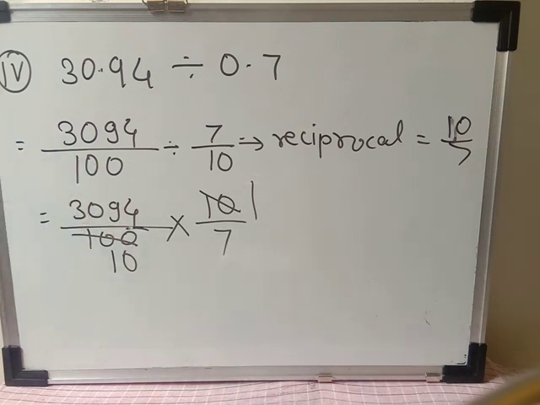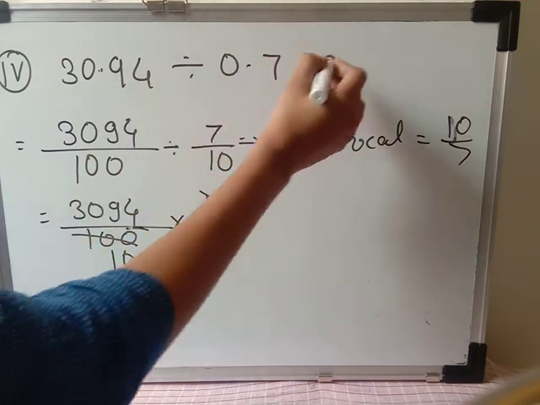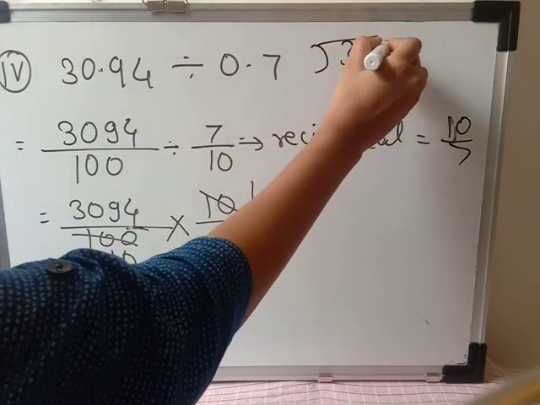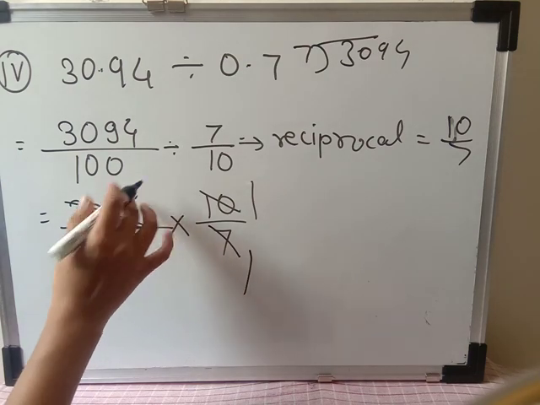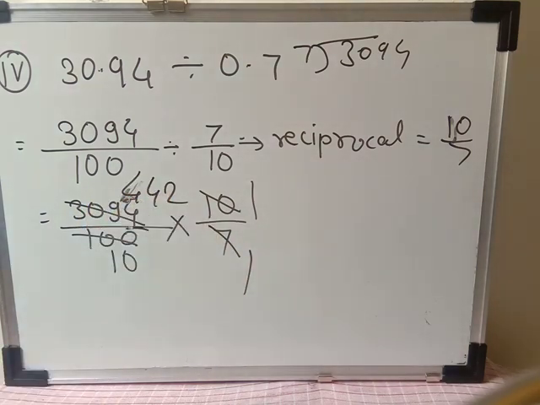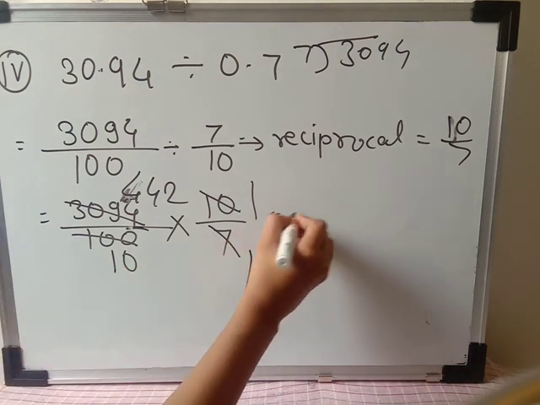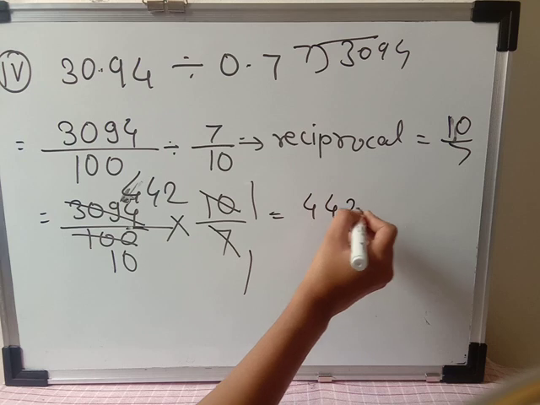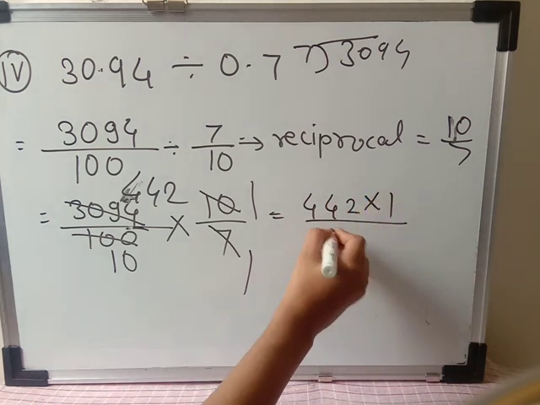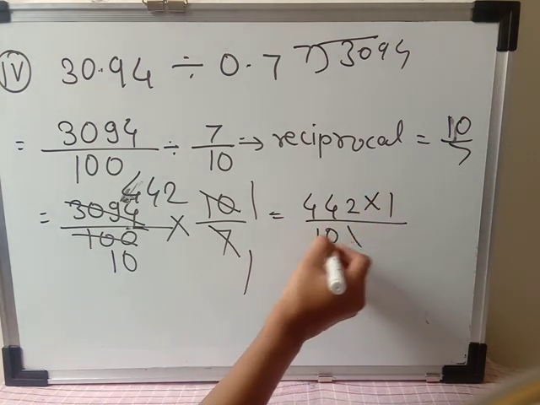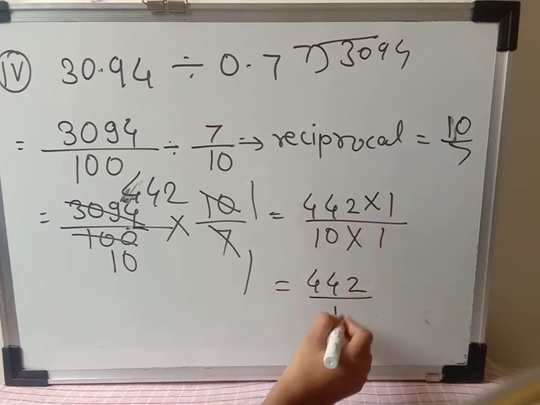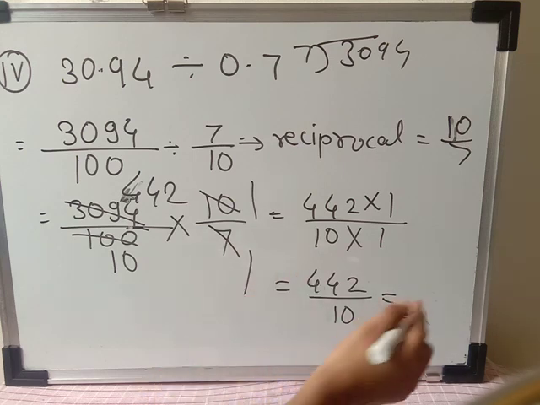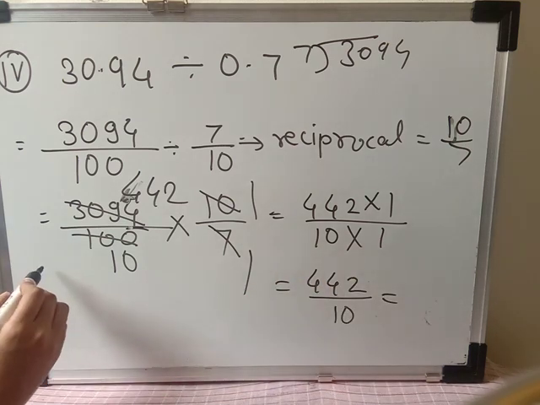So let's do that, and if we divide the number, just do it in your notebook. 3094 divided by 7, and here you will get, that is 442. Do it and see, you will get the same answer. So here the numbers will be 442 multiplied by 1 and 10 upon 10 multiplied by 1 is equal to 442 upon 10. Just do the division, again you will get the number.